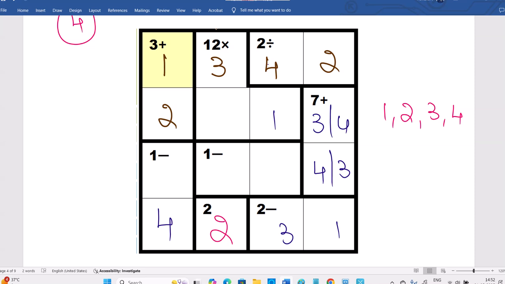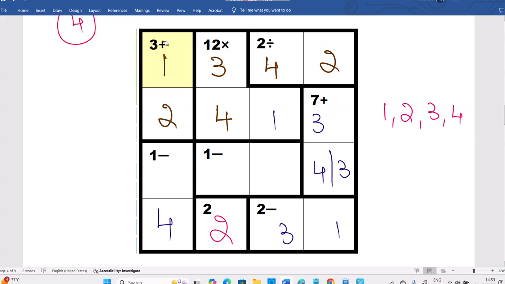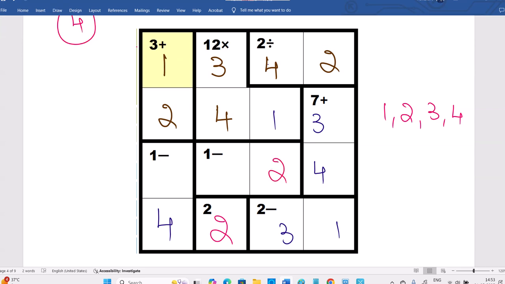Now, here 2 cannot come, 3 cannot come, 1 cannot come. What can be possible? 2 not possible, 3 not possible, 1 not possible means this should be 4. As 4 already occurred here, this right side cannot be 4, it should be 3. When this is 3, below will be 4. And here it should be 2, here it should be 1, here it should be 3.